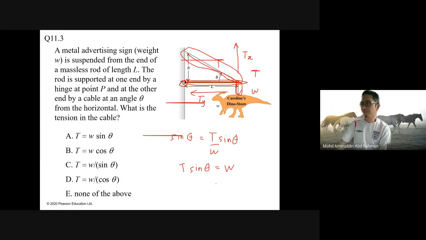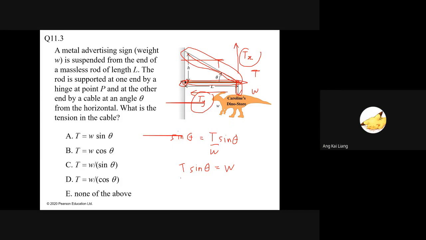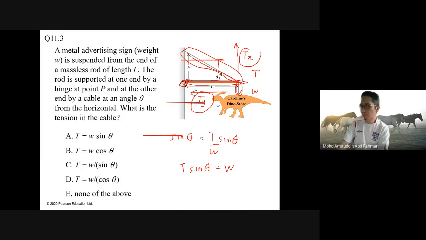All right. So which one is T sine theta? Okay, this component or that component? So which one is your T sine theta? This one, right? Tx. Yes. Okay, so your Tx is equal to W. So you have this relationship, right? So this is correct.